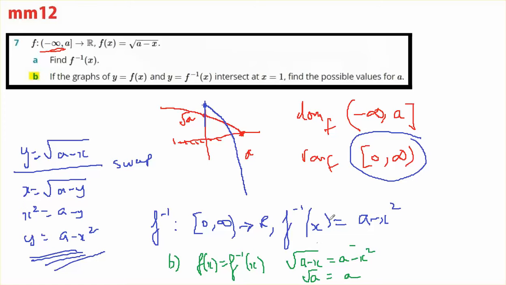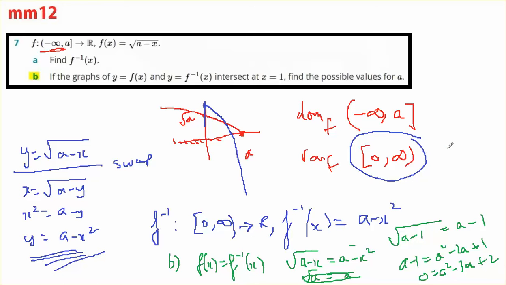Sorry. The square root of a minus 1 equals a minus 1. If I square both sides, a minus 1 equals a squared minus 2a plus 1. Therefore 0 equals a squared minus 3a plus 2. Crisscross that: a, 2, 1, both negative. Therefore a can equal 2 or a could equal 1. Both of them will give you the intersection at x equals 1.